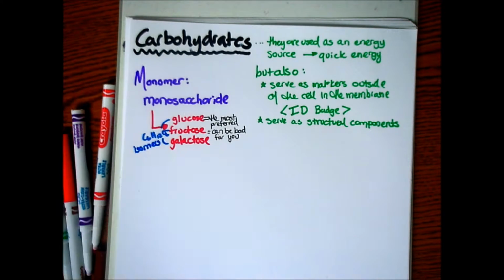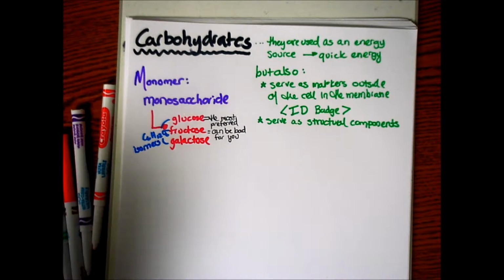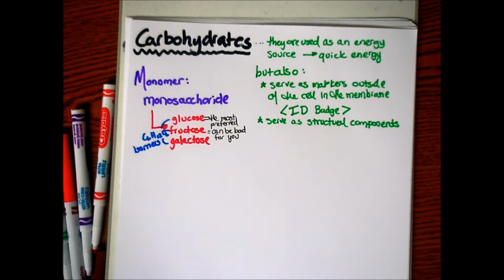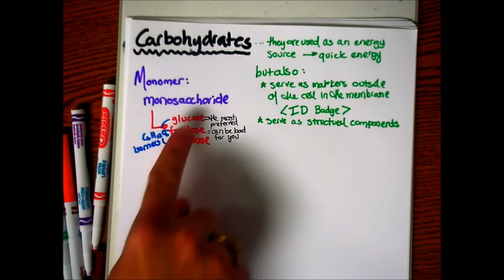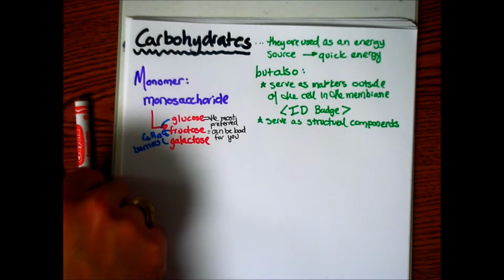These three are all isomers of each other. They all have the same formula, but they have different shapes, which means they have different properties. For instance, your body likes to use glucose, but your body's not so good at using fructose.